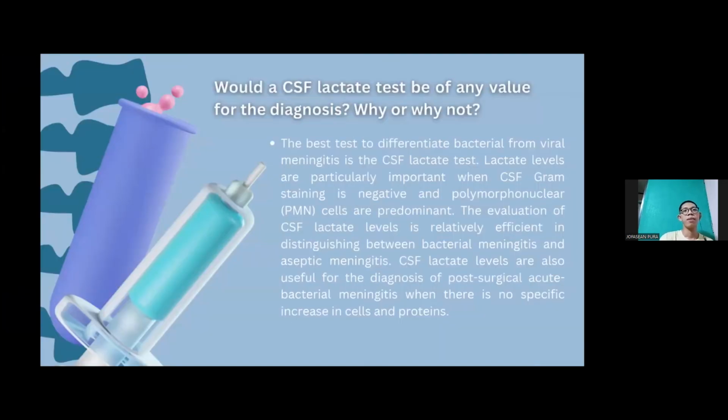Would a CSF lactate test be of any value for the diagnosis? Why or why not? The best test to differentiate bacterial from viral meningitis is the CSF lactate test. Lactate levels are particularly important when CSF gram staining is negative and polymorphonuclear or PMN cells are predominant. The evaluation of CSF lactate levels is relatively efficient in distinguishing between bacterial meningitis and aseptic meningitis.